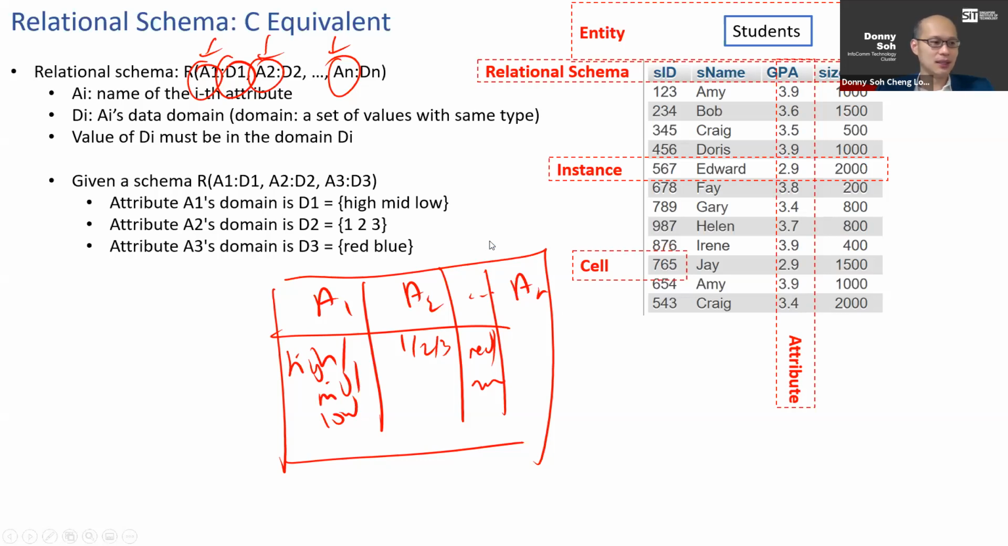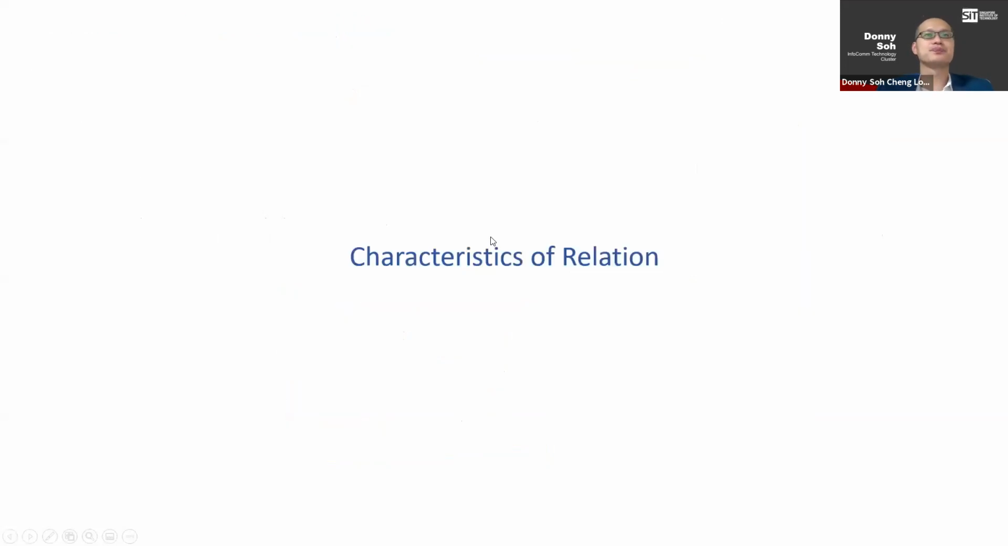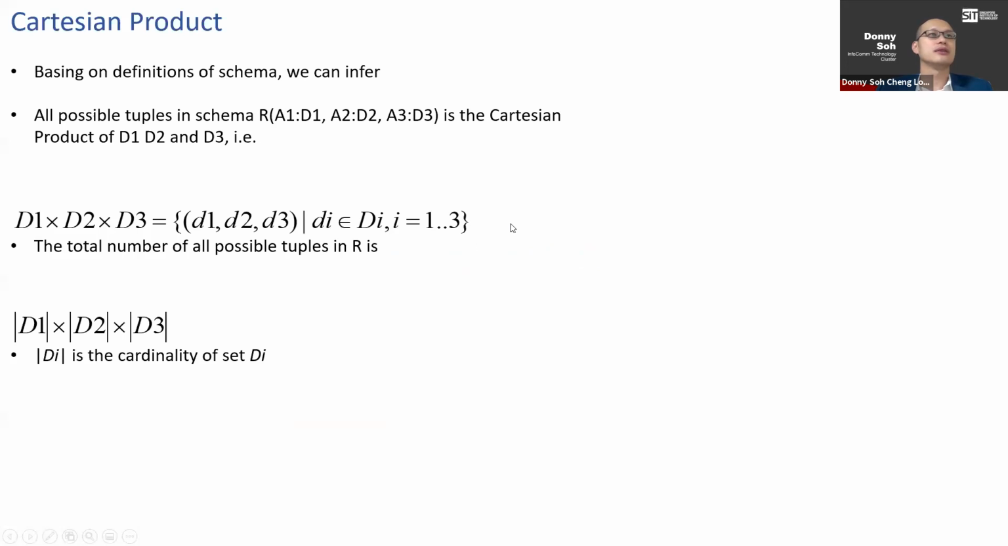Okay, some characteristics. Based on the definition of the schema, let's say we have this particular schema. The product of D1, D2, D3 is going to be equal to a certain value.